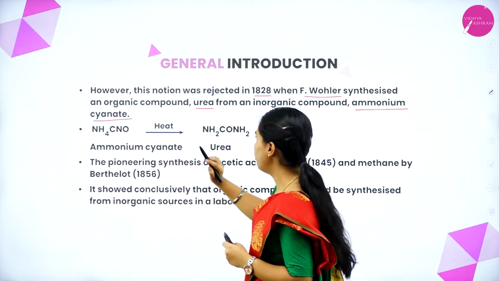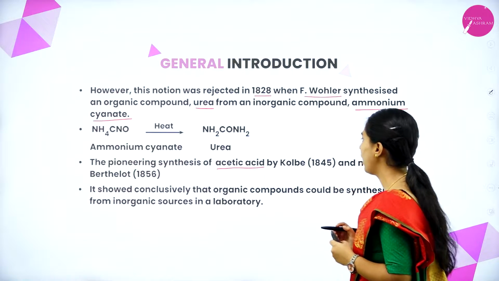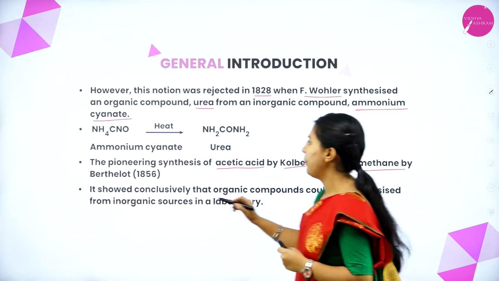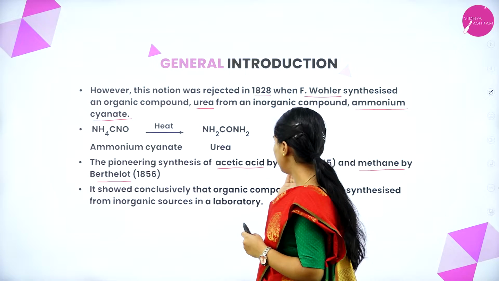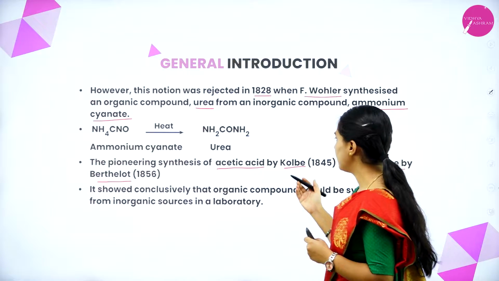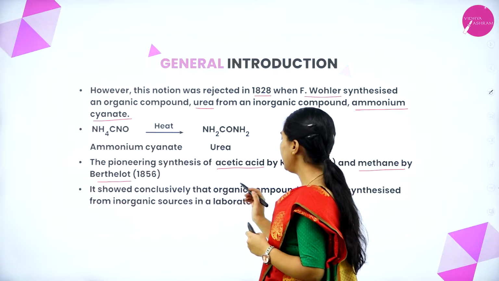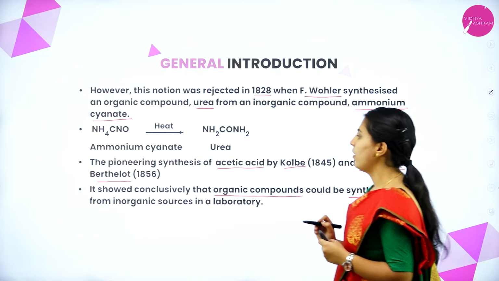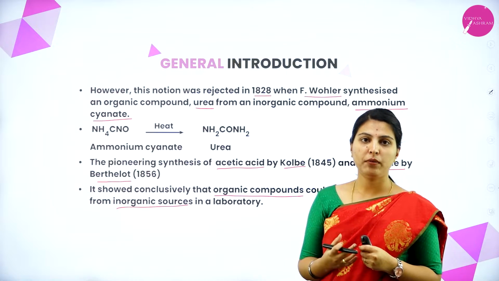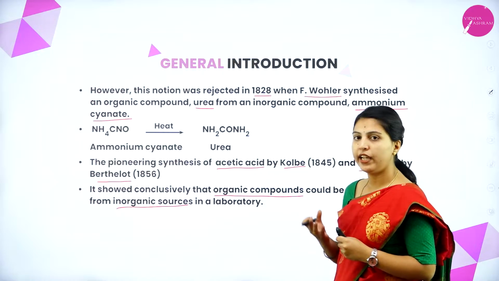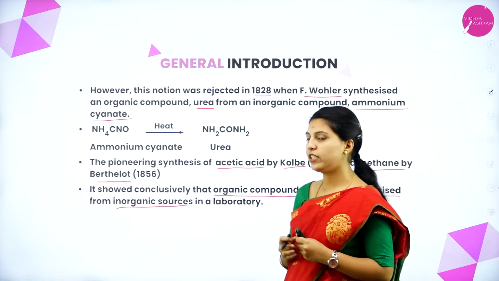Ammonium cyanate gives rise to urea in the presence of heat, and it was followed by the pioneering synthesis of acetic acid by Kolbe in 1845 and methane by Berthelot in 1856. First Wöhler synthesized urea and he was followed by Kolbe and Berthelot. In the coming years, acetic acid was synthesized by Kolbe and methane was synthesized by Berthelot. And it showed conclusively that organic compounds could be synthesized from inorganic sources in a laboratory. What Berzelius said, that organic compounds are formed by a vital force and we cannot synthesize them, was proved wrong by these scientists. They showed organic compounds could be synthesized from inorganic sources in a laboratory itself.